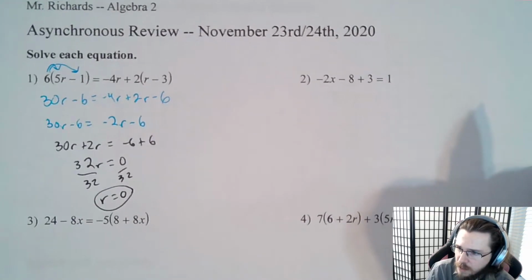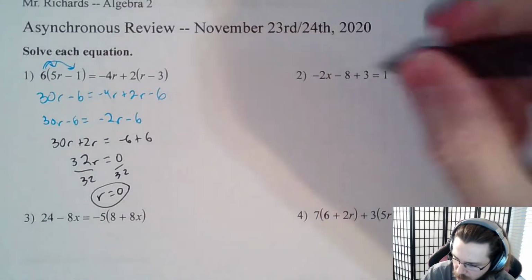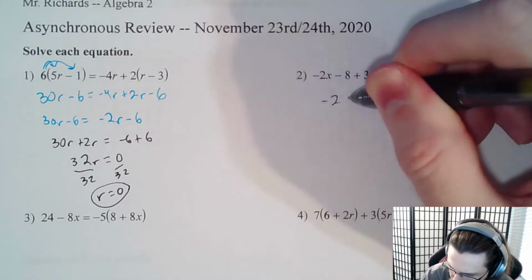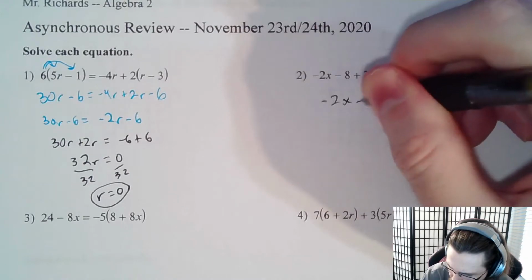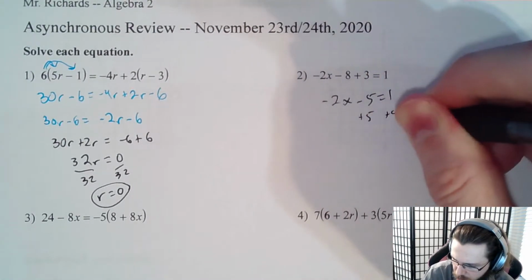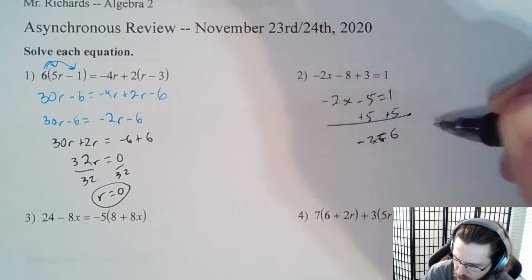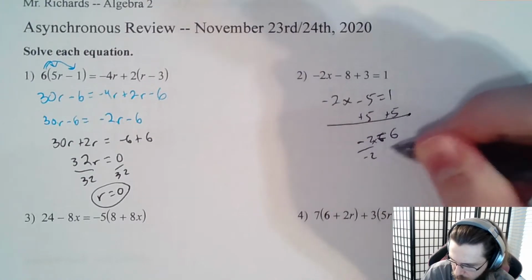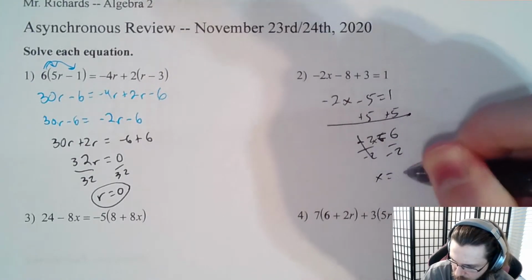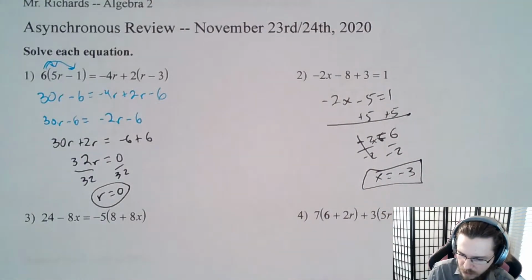Continue on. Number 2 here. I don't even know why number 2 is even easier than number 1, but it is. Less distributive property. Negative 2x, negative 8 plus 3 is negative 5 equals 1. Add 5 to both sides. Negative 2x equals 6. Divide both sides by negative 2, and x equals negative 3. Easy peasy. Sometimes you get those freebies.